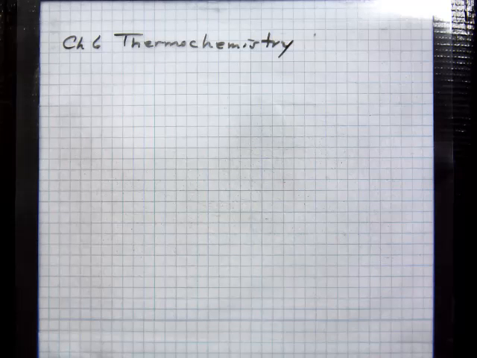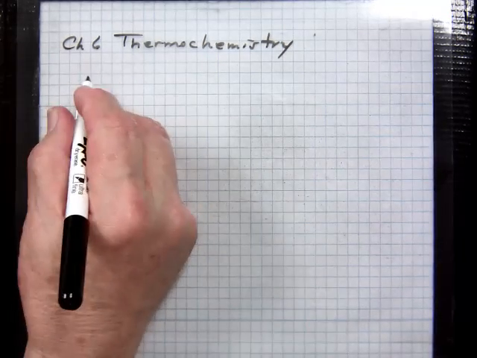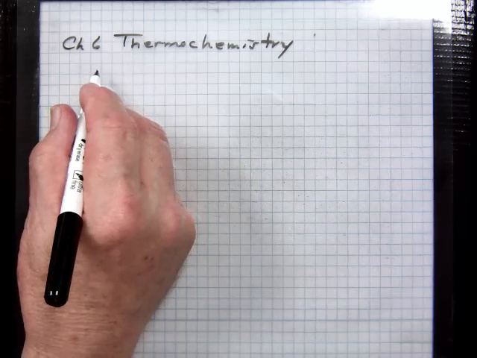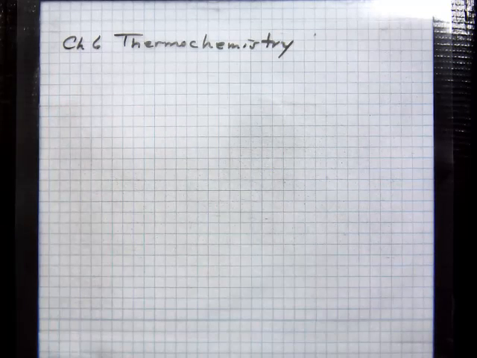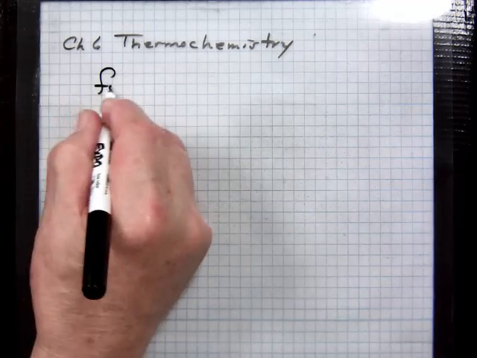Thermochemistry is a subset of thermodynamics, and it's a part of thermodynamics. Thermochemistry is derived out of what we call the first law of thermodynamics. For any chemical reaction, two events must occur.